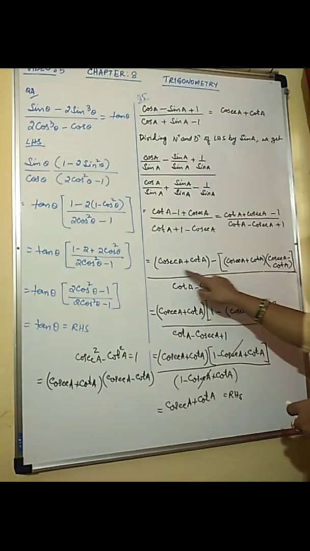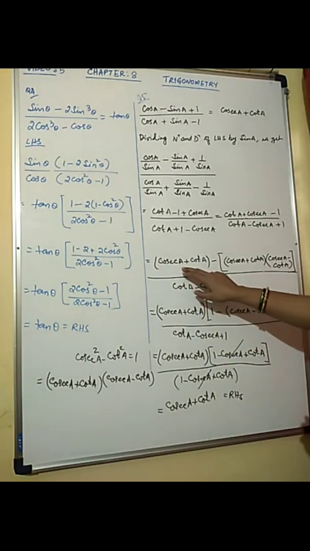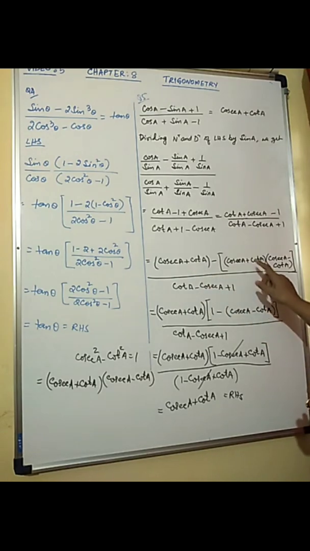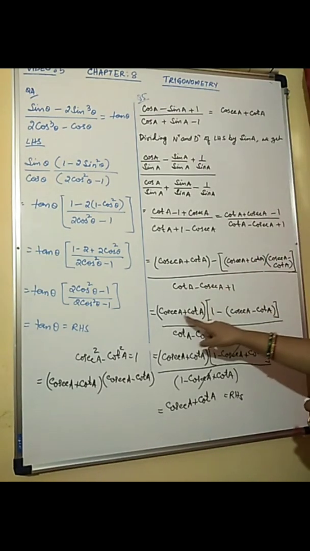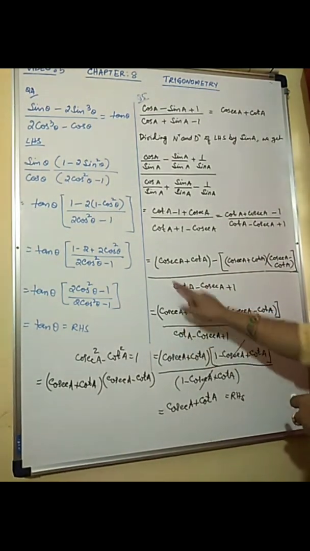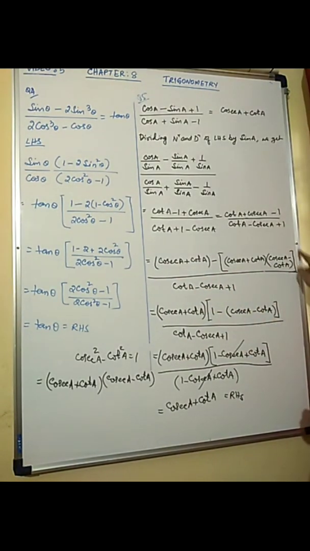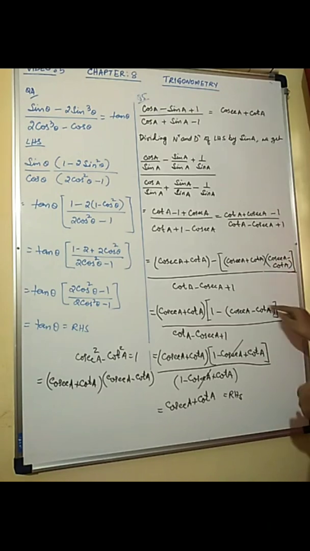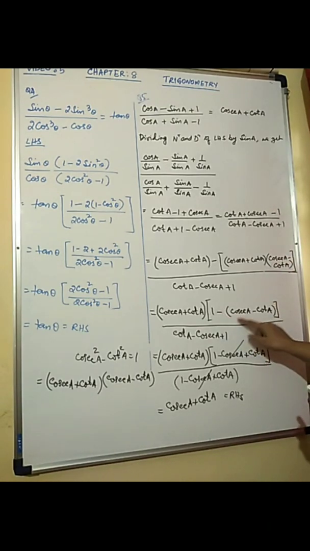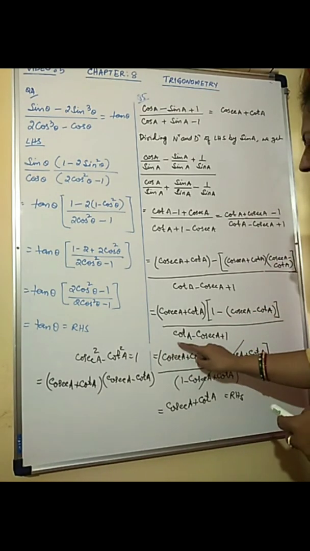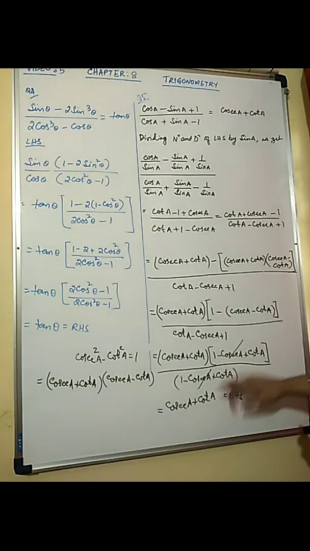Again take note, cosec A plus cot A has been taken common from these two terms. So cosec A plus cot A has come out, here also it has come out, so the remaining term here is 1. There is a negative sign, and then the leftover term here is cosec A minus cot A. So 1 minus cosec A minus cot A. And then the denominator remains as it is.